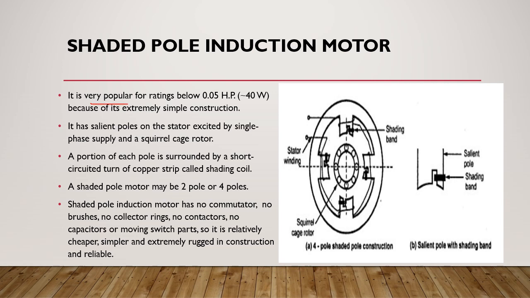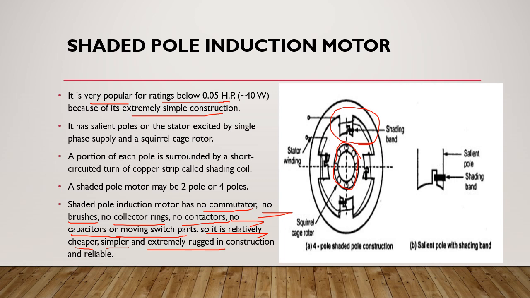It is very popular for rating below 0.05 HP because of its extremely small construction. We can look at the construction. There is a salient pole stator and a squirrel cage rotor. Because of this squirrel cage rotor, there is no commutator, no brushes, no collector rings, no contactors, no capacitors or moving switch parts. It is relatively cheaper, simpler, and extremely rugged in construction.